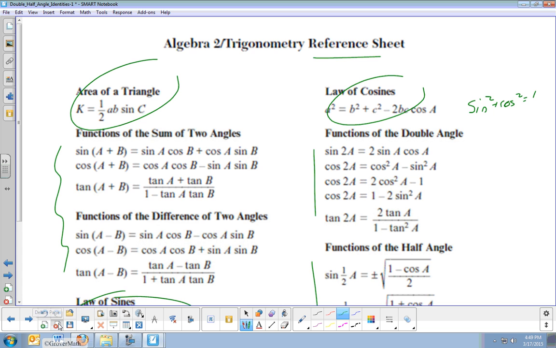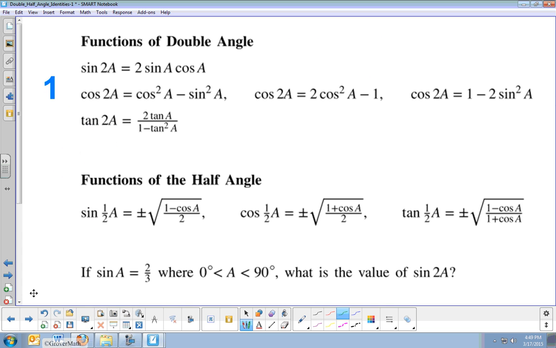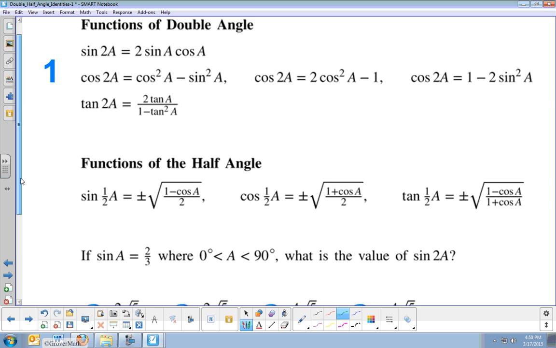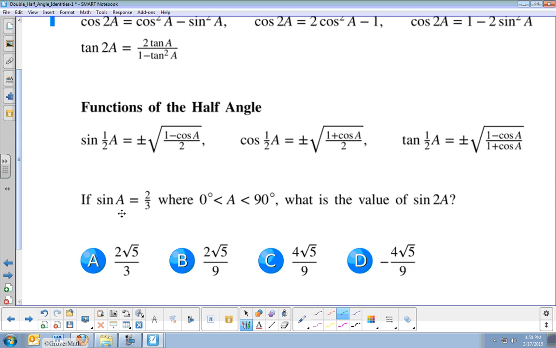But anyways, I gave them to you because we only needed a couple of them this time, in the top page here as a reference. A lot of what you're going to be doing today is, when you see this, you write this. When you see this, you write this. And then you use those formulas to solve problems. Like this first question: if sine A equals 2 over 3, where angle A is between 0 and 90, what they're really telling us here is quadrant 1, what is the value of sine 2A?